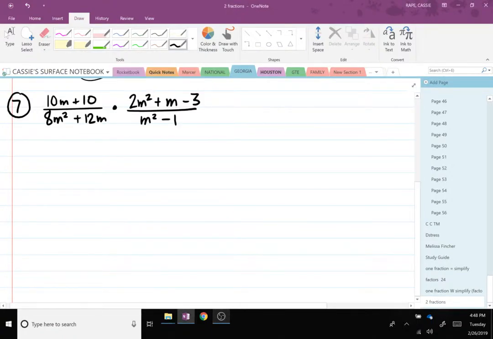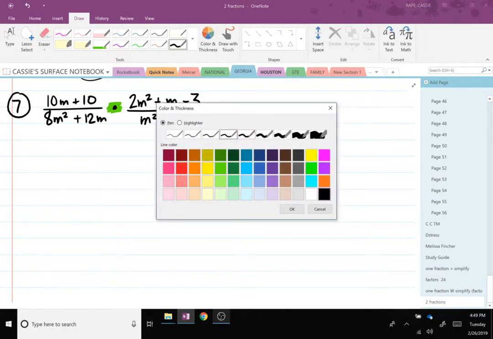You're looking at number 7 on your study guide. Notice there are two fractions. If there are two fractions, you've got to pay careful attention to what is going on between them. And here you'll notice you're multiplying. If you are multiplying, you do not have to find common denominators. All you're going to look for is factors and see what you can cancel if it's possible.